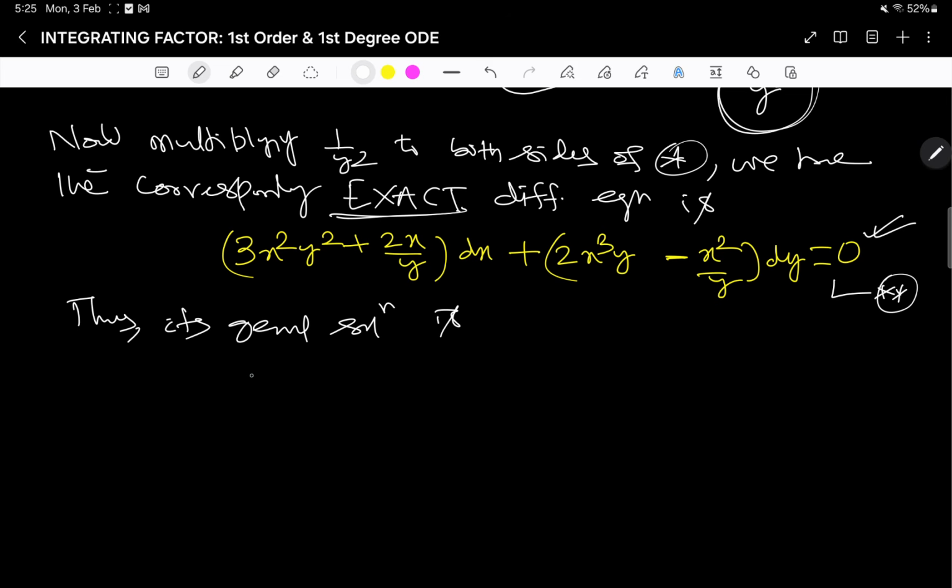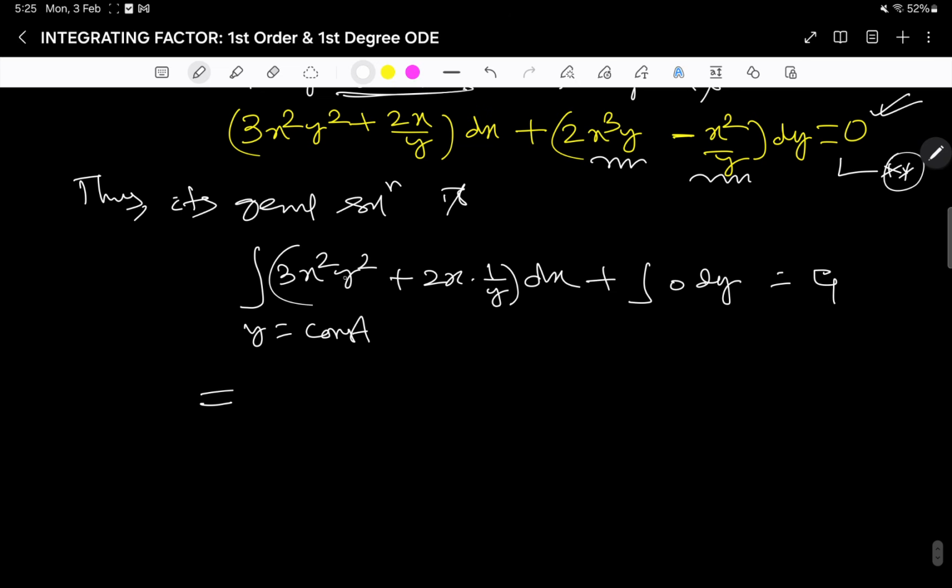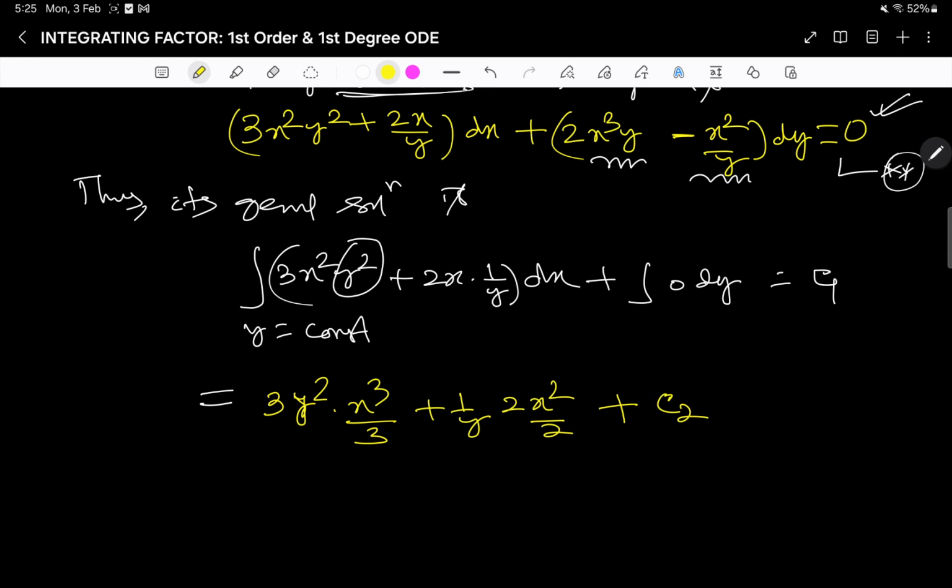is the integral of 3x square y square plus 2x into 1 by y dx. We treat y as constant here, plus here there is no term free from x, so it is 0 dy, equal to some constant c1. Now we are treating y square as constant here. So this is 3y square into x cube by 3 plus, 1 by y is constant here, it is 2x square by 2, plus some constant here, say c1.